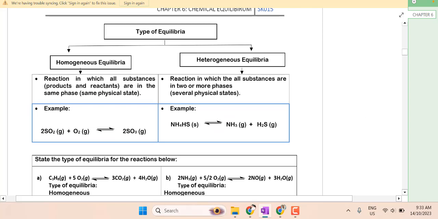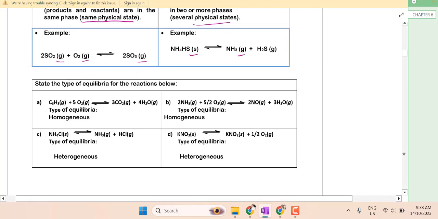We have two types of equilibria. The first is homogeneous, where reactant and product are all in the same physical state, for example all in gaseous state. Heterogeneous has two or more physical states. For example, here you have solid and gas, or maybe solid, gas and liquid. So it can have several physical states.